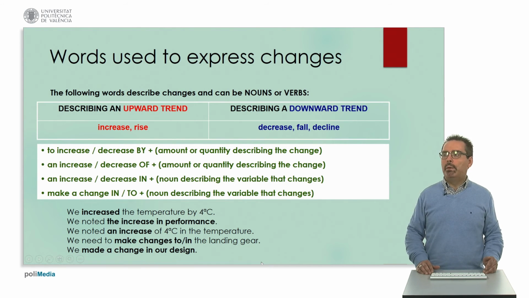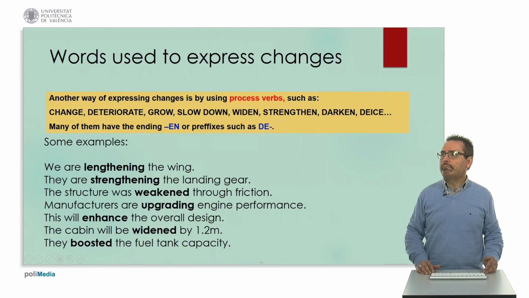Here we have some examples. We increase the temperature by 4 degrees Celsius. We noted the increase in performance. We noted an increase of 4 degrees Celsius in the temperature. We need to make changes to or in the landing gear, or we made a change in our design. Normally when we express a change, the preposition used, such as in the first example, is by.